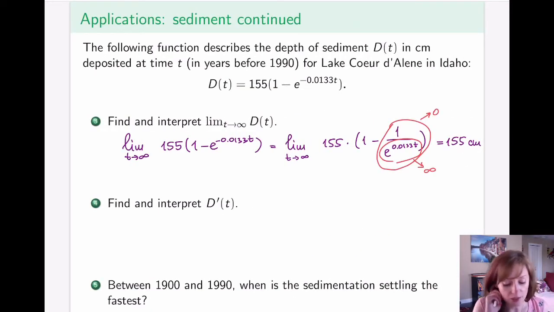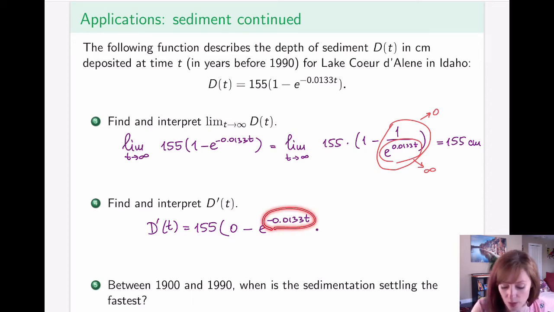Next, we are asked to find and interpret the derivative of this depth function. So here, let's take a look at how it's composed. It's 155 times something. So you can apply the product rule, but 155 is a constant, so it's better to apply the constant multiple rule. We're going to leave the constant alone, and we're going to take the derivative of whatever is in the bracket. The derivative of 1 is 0, so I'm going to write that in, minus, and then it's the derivative of e to the negative power. Remember, the derivative of e to anything is just itself, so I can rewrite that, times the derivative of its inside, which in this case, of course, is just the power.